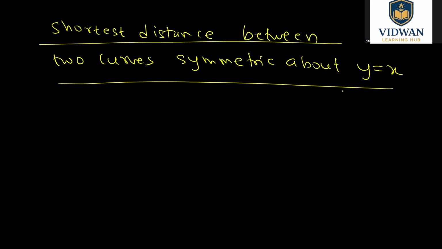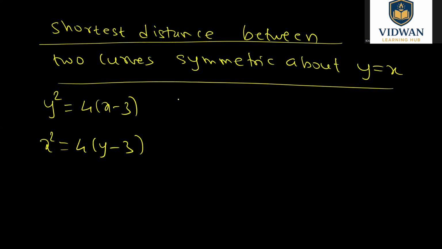So here we'll discuss this concept with the help of an example of a parabola. Let's say we have a parabola of the form y square equal to 4 into x minus 3, and another parabola of the form x square equal to 4 into y minus 3. So clearly you observe when you interchange x and y in the first one, it will give the second one. So in that case, they will be symmetric about y equal to x.